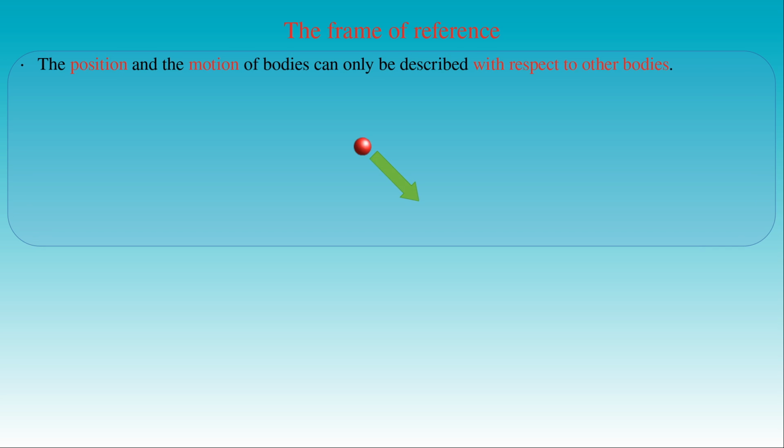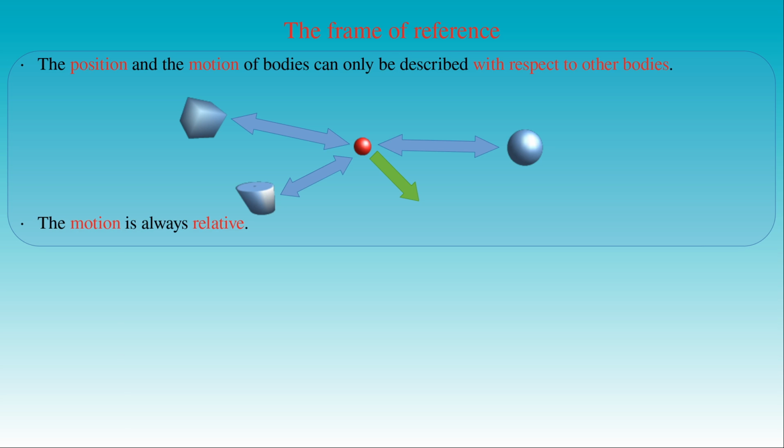In this figure a moving red ball is shown, where its motion is indicated with the green arrow. This motion is observed with respect to a group of other bodies, for example a cube, a cylinder, and a sphere, where the positions of these solids do not change with respect to each other. When the ball is moving, it is changing its position compared to those of the other bodies, and this motion can only be described with respect to them or to another arbitrary group of bodies. That means the motion is always relative.